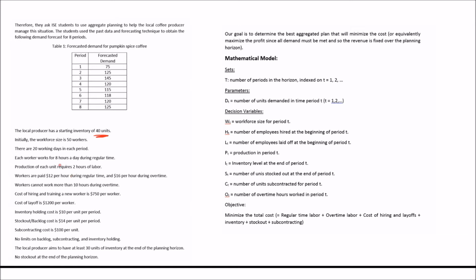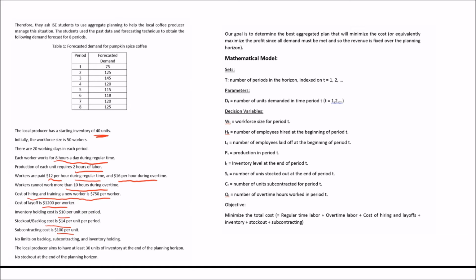And each worker works for 8 hours a day during regular time. Production of each unit requires 2 hours of labor, and workers are paid $12 per hour during regular time and $16 per hour during overtime. And workers cannot work more than 10 hours during overtime. Cost of hiring and training a new worker is $750 per worker. Cost of layoff is $1,200 per worker. Inventory cost is $10 per unit per period. Stock out backlog is $14 per unit per period.